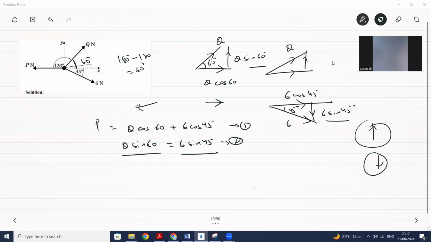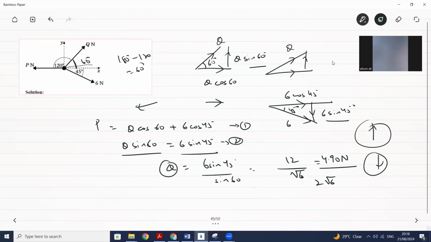If you look at Q, Q is coming 6 sin 45 upon sin 60. This is equivalent to 12 upon root 6. If we simplify this further, we are getting 4.90 Newton, or in the form of surds, 2 root 6. If I replace this in the first equation, I would be getting P.